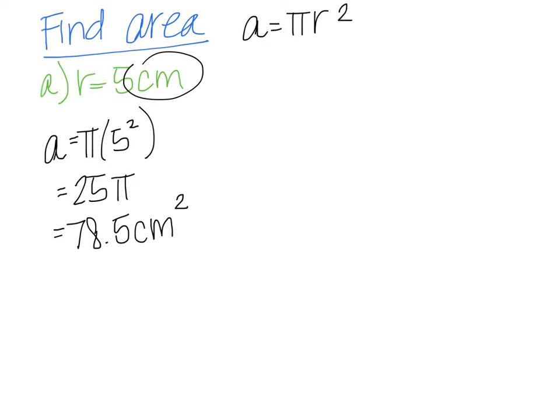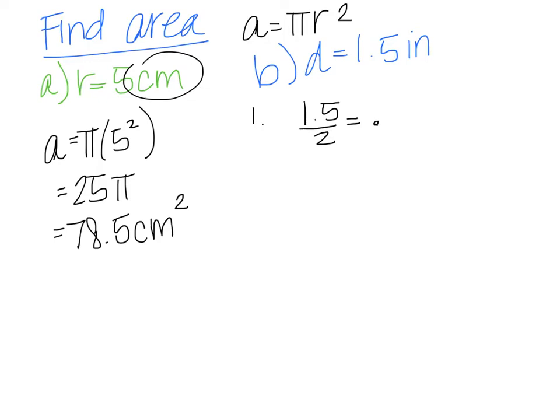Let's try another one. What if I am given a diameter of 1.5 inches? Now, we don't have diameter in our formula, but remember, if we go back and look at the original example with a circle, a radius is just half of a diameter. So our first step here is we need to do 1.5, and we need to find half of it. So we have to divide by 2 so that we can figure out what the radius is.